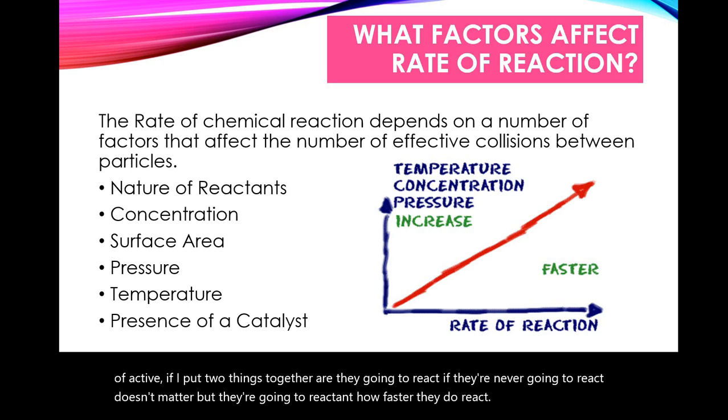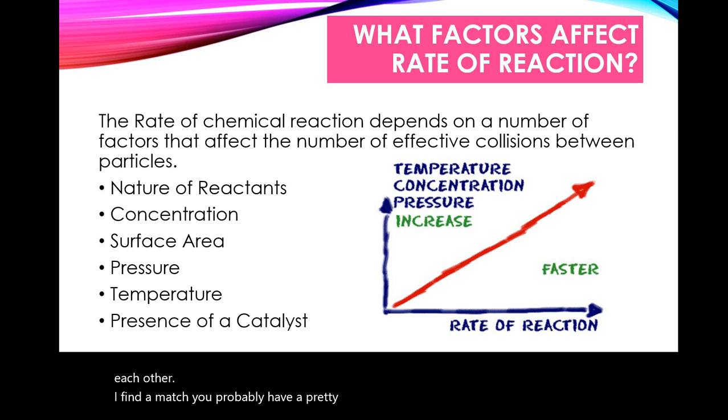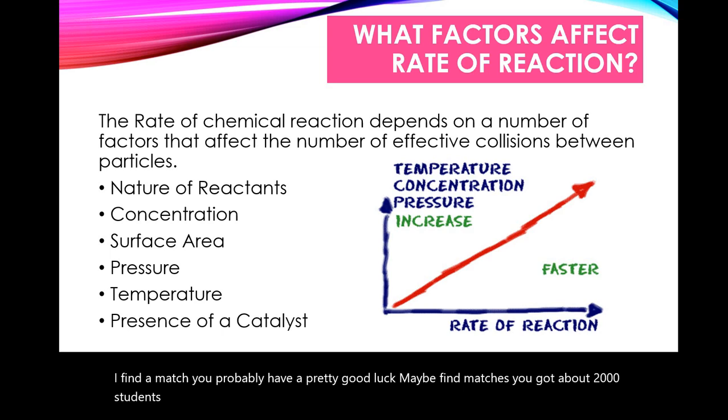What concentration? Well, if I put somebody in a school this size and say, find a match, how will they find each other? You probably have pretty good luck maybe finding a match because you've got about 2,000 students, cut it in half because you're looking at the other side. But if I go to Lima, Montana, graduating class of 3, my chances are not so great. I'll find the one. Okay, surface area, we talked about that.